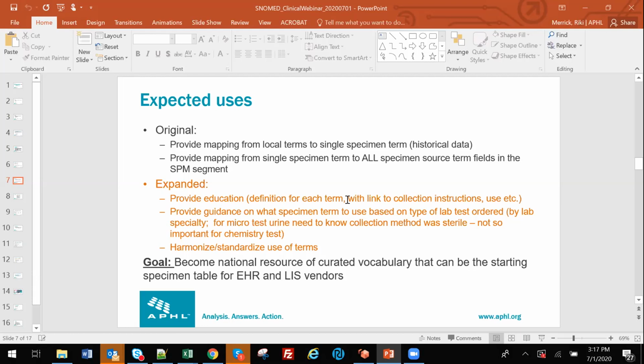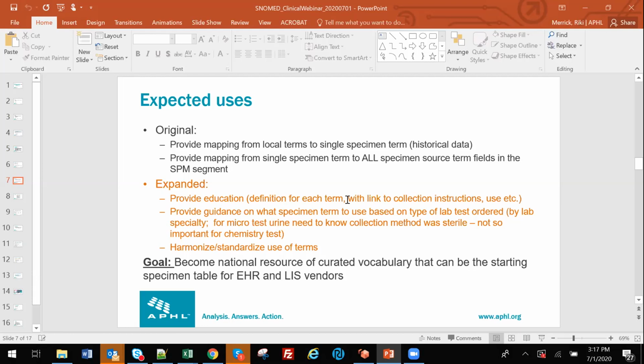And then when we were reviewing the terms, we stumbled upon, well, it depends how much you need to know about the specimen term, what type of lab test you're ordering. So for a micro test, it's really important when you look at urine to know how it was collected, because you want to know whether it was collected sterilely or not. But that might not be as important for chemistry.